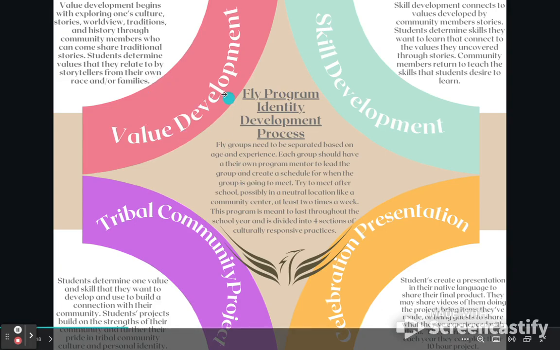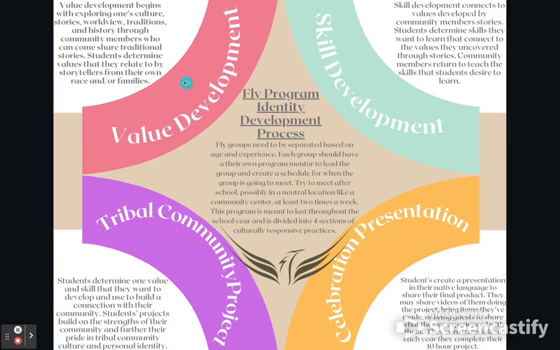We'll start with the value development process. Program mentors will come in, teach stories and history about their community, traditional stories, and students will gather what values they relate to according to those cultural stories. Then they will develop skills that relate to those values that they had picked. They will pick 4 core values, pick a skill they want to learn.